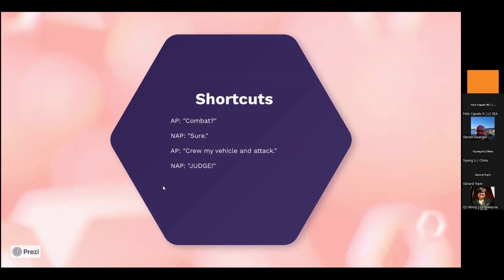So is this the shortcut question? Is this when the non-active player calls you over and says, hey, judge, is this legal? Because I said sure, I passed priority when my opponent said combat. Are they allowed to crew their vehicle before they attack?